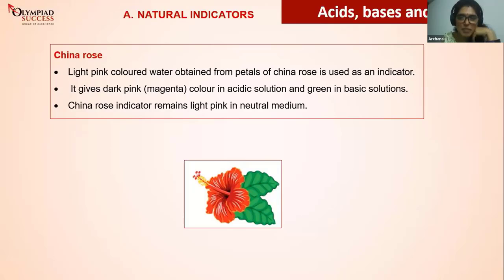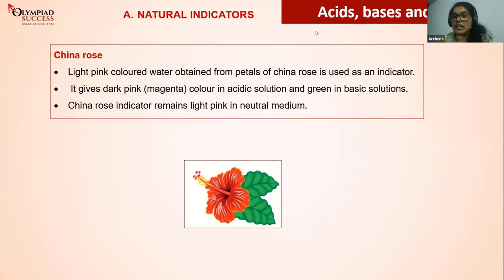Hibiscus, Gudal, that's correct. Hibiscus, that is what we call it here, isn't it? So that is China rose. It can also be used as an indicator. The petals of it are used as the indicator. When just present in water, it will be light pink in color. So if I add salt or sugar, it will still remain light pink in color.